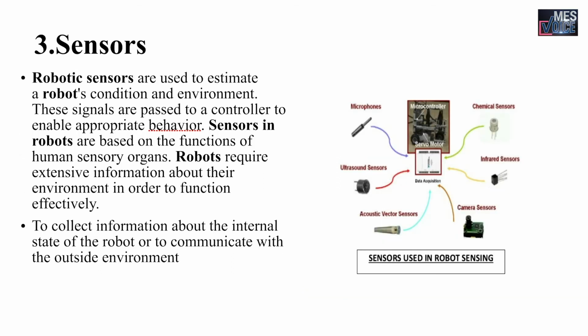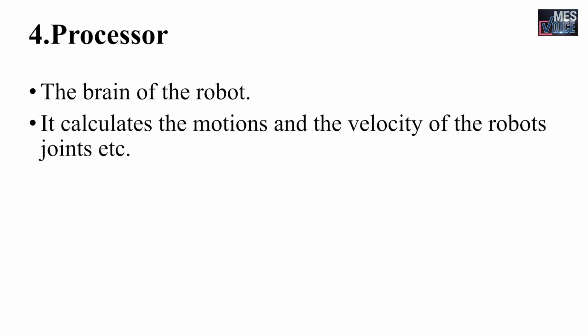The third component in this discussion is the sensor. We all know about sensors. Similarly, robots also have sensors. Robot sensors are used to get a robot's condition and environment. The information collected from the sensors is passed to the controller as signals to enable the appropriate behavior. Sensors work similar to the human sensory organs. A robot needs this information about its environment to function effectively.